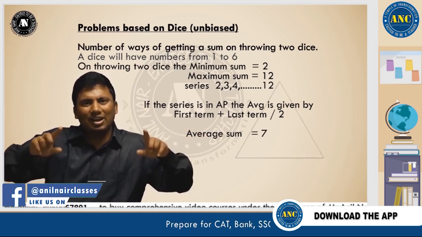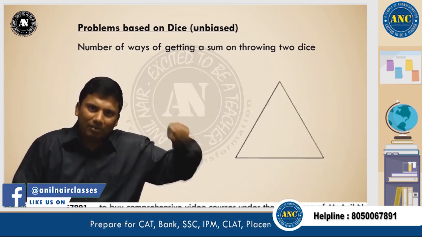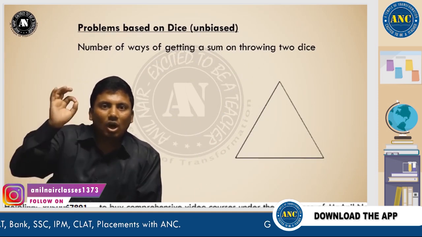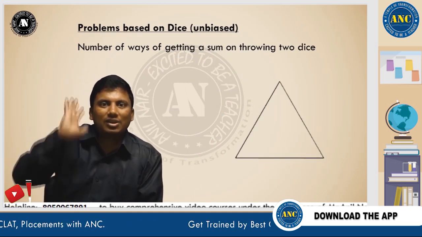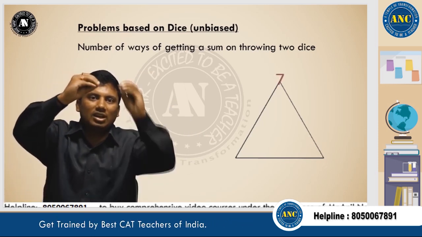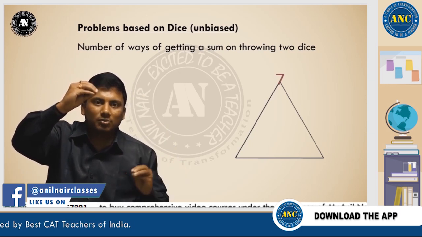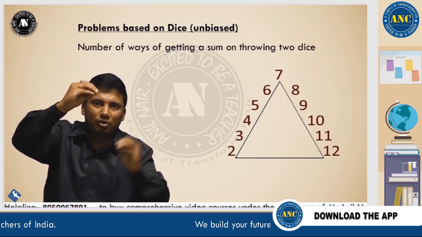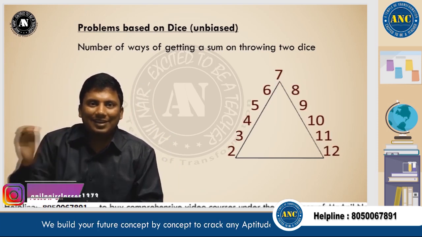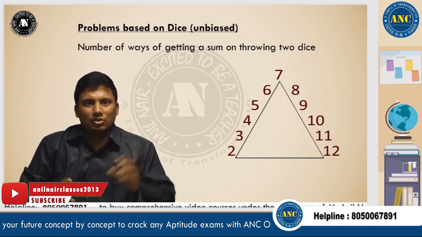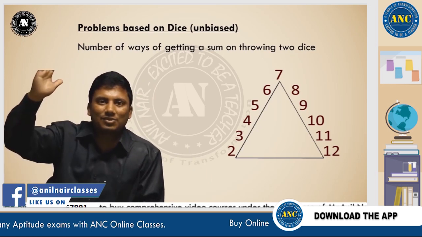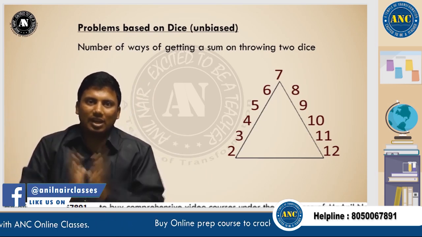So I'll draw an illusionary triangle, and I'll explain why I am drawing this triangle. The top vertex will take the value 7, which is nothing but the average. On the left hand side, write down all the various sums possible: 2, 3, 4, 5, 6, 8, 9, 10, 11, 12. So on the left hand side the sums will range from 2 to 6, and on the right hand side the sums will range from 8 to 12, forming a triangle.